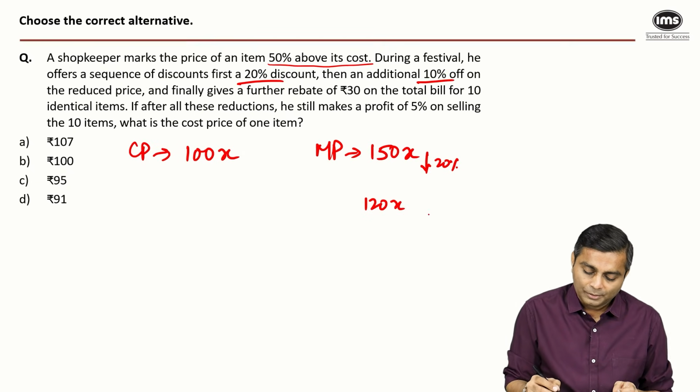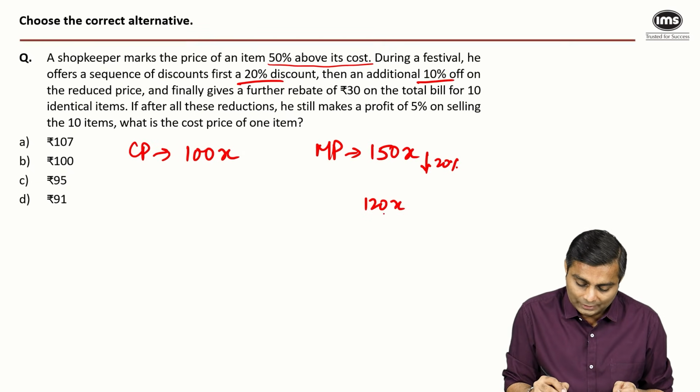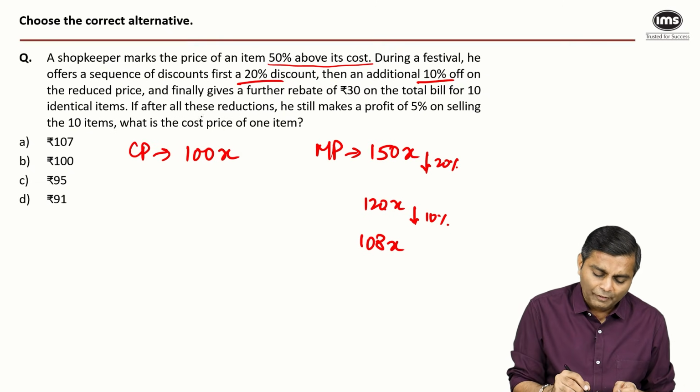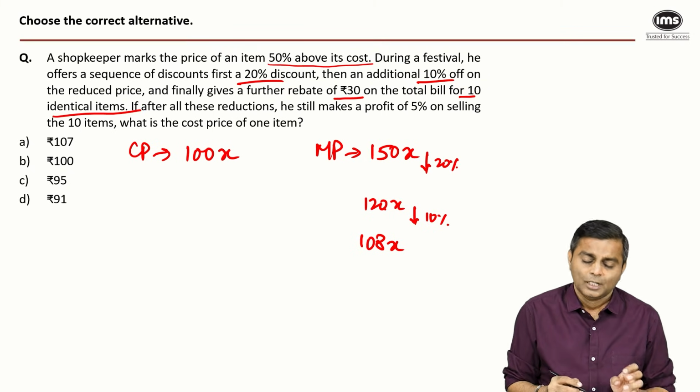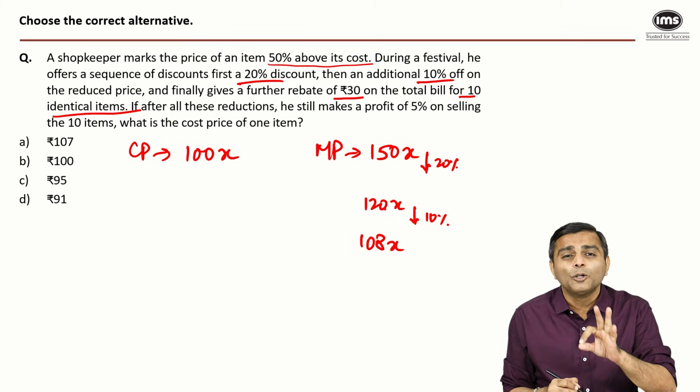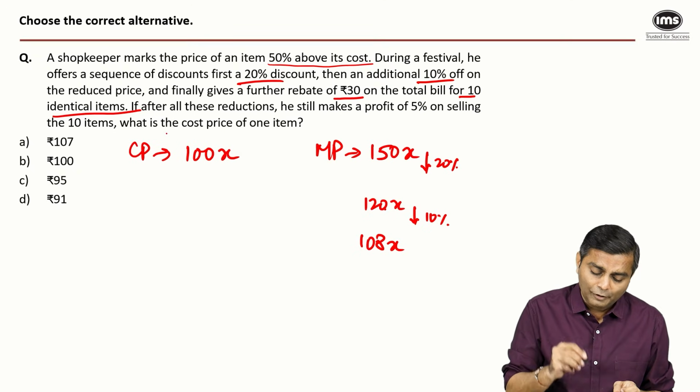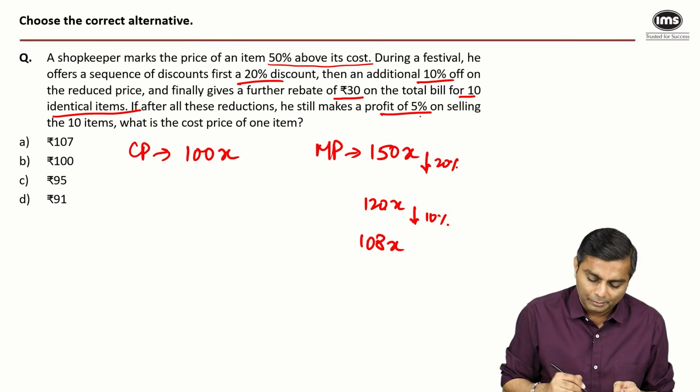And then an additional 10% off. So 12x more less. So basically another 10% more. So you reach 108x. Correct? Finally gives a further rebate of rupees 30 on the total bill for 10 identical items. So 30 on 10 items means 3 rupees on one item. If after this reduction, he makes a profit of 5%.